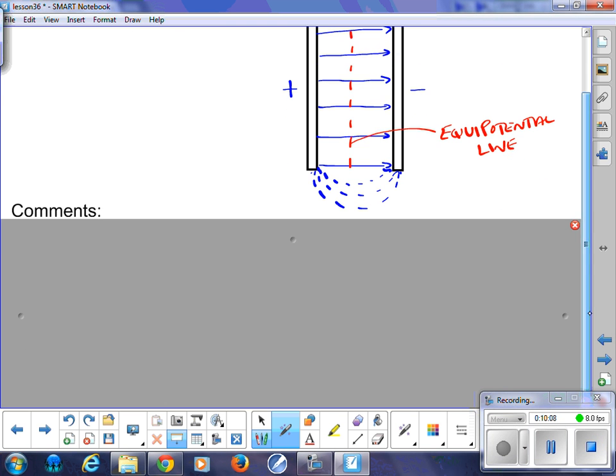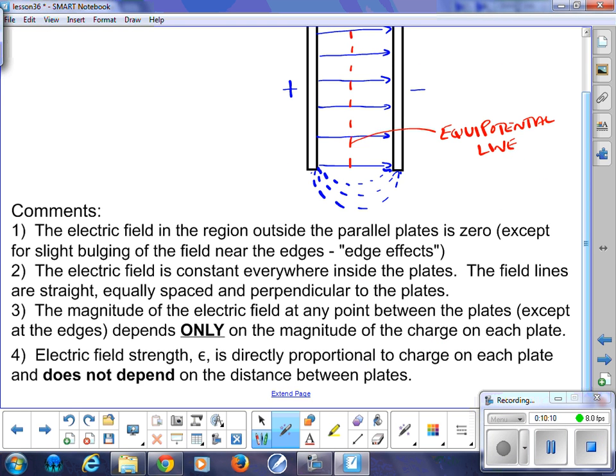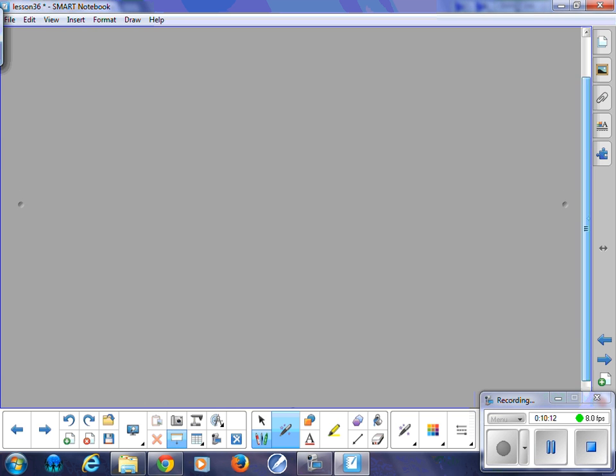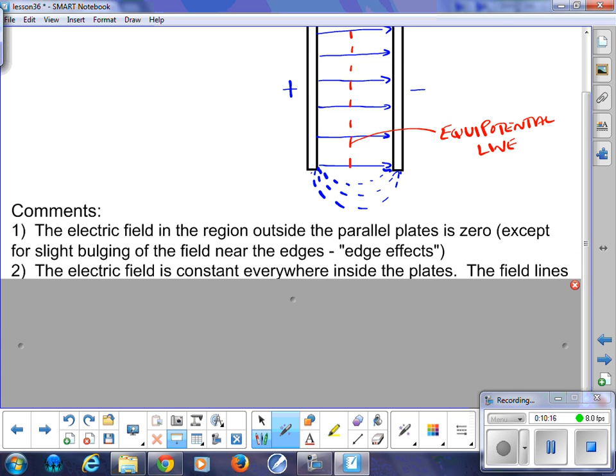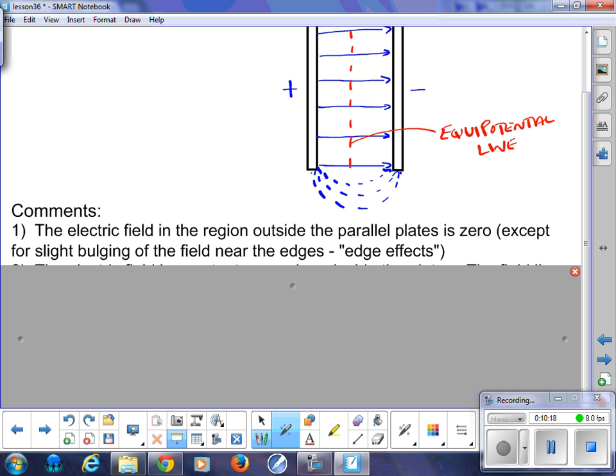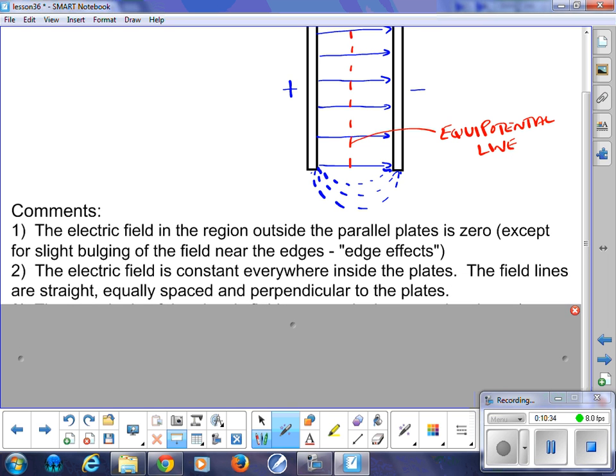Okay. Now down here I have some comments which you can see. I'm just going to bring that screen back so I can go through it a point at a time so you can follow where I am. So a couple of properties with these plates. The electric field strength in the region outside the parallel plates is 0, except for some slight bulging, those edge effects I was talking about. So the region outside the parallel plates, there is no electric field, except for that edge effect.